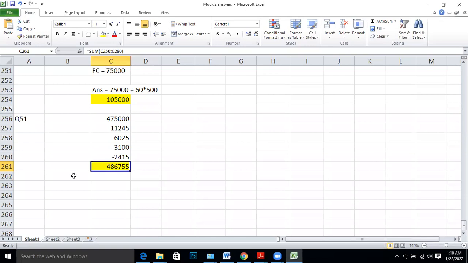486,755 is the actual profit. You know the reconciliation statement we studied, right? You take the budgeted profit, add all the favorable variances, subtract all the adverse variances. The answer must be equal to the actual profit.